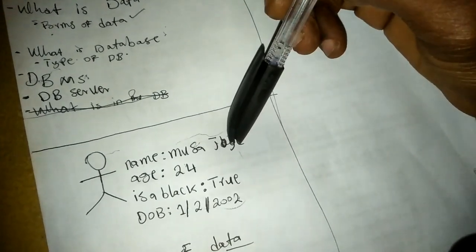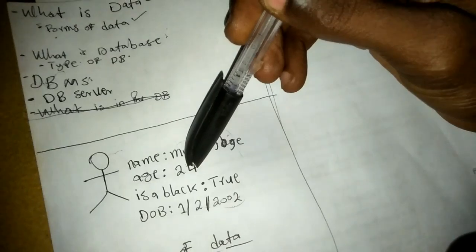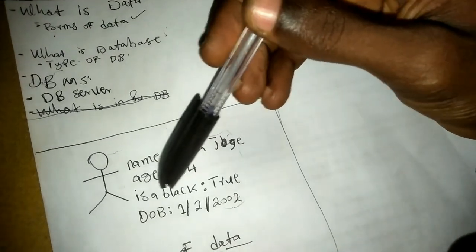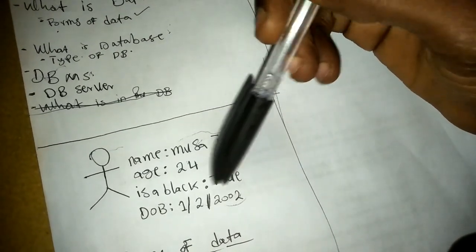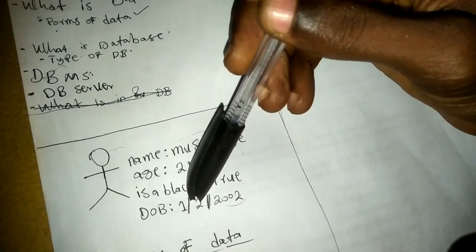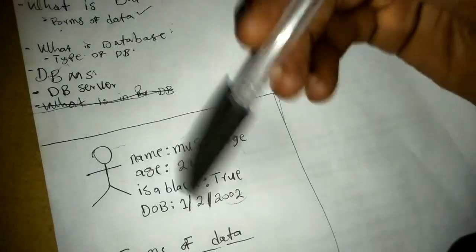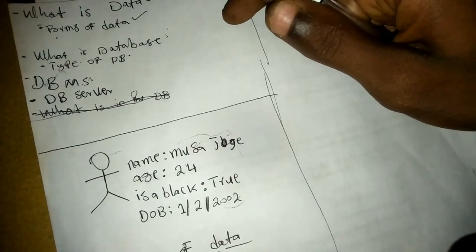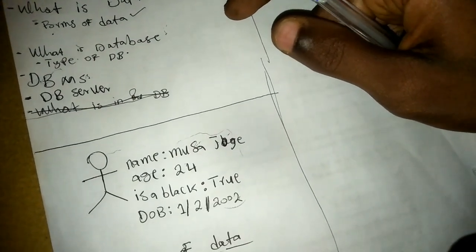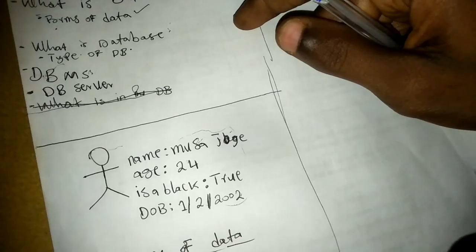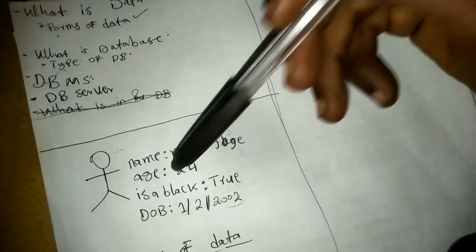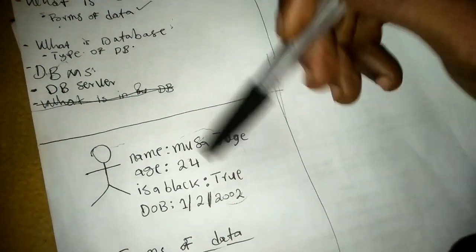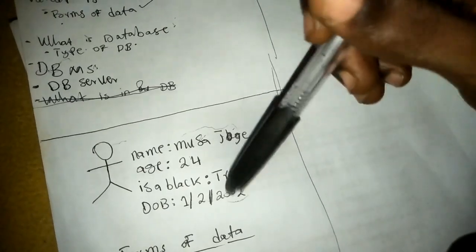His name is data. His age is also data. Whether he is black, true, is data. And his date of birth is also data. So when you know this about someone and you tell him, I know you were born in 2002, your name is Musa, and you are black, he will be shocked. How did you know that? And so on. So you see, this is data. It's a very important piece of information.